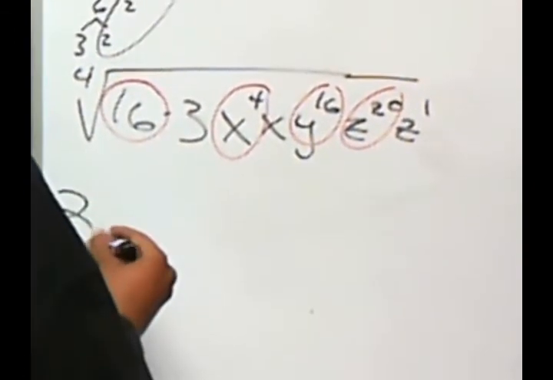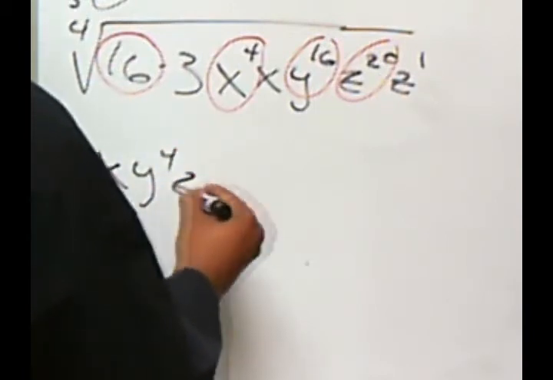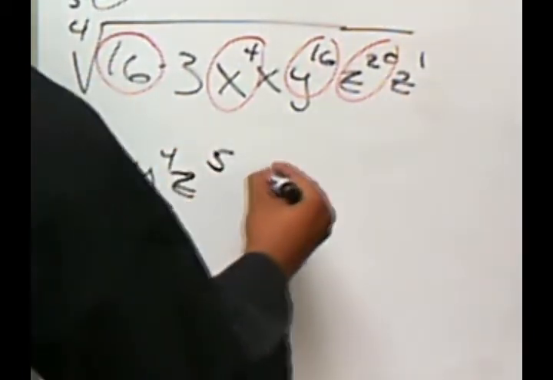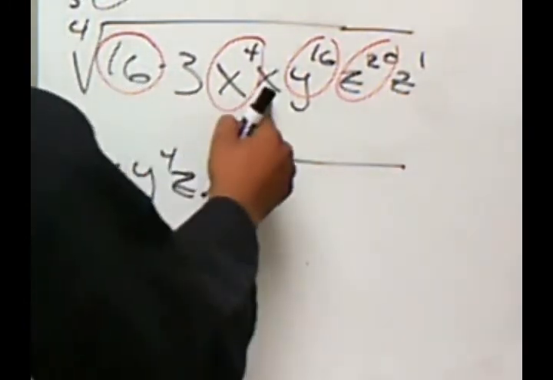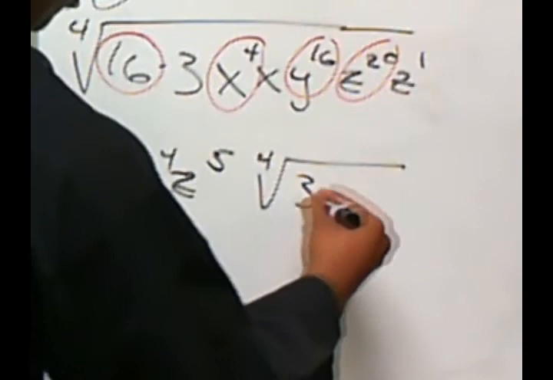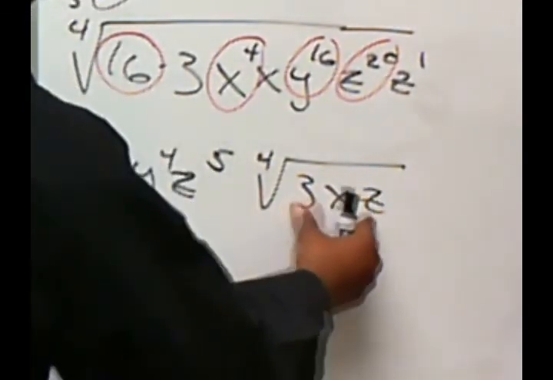So what we have is a 2x, y to the 4th, z to the 5th power, and within the root, we still have the 3, the x, and the z. 3 times x times z remains unsimplified within the root.